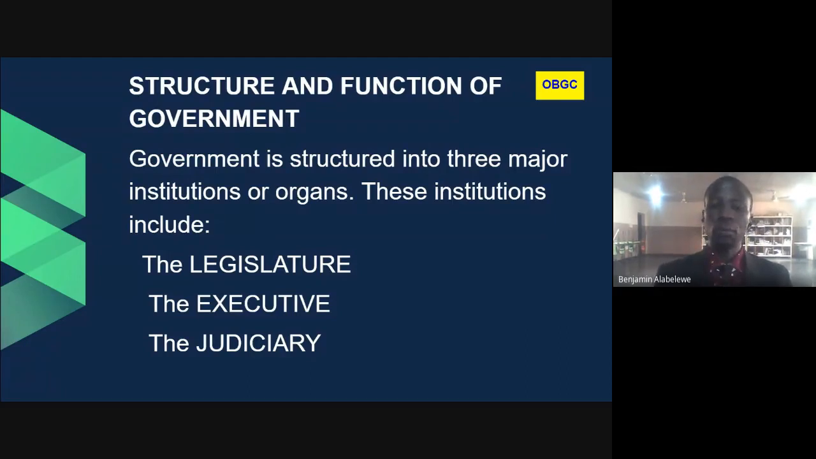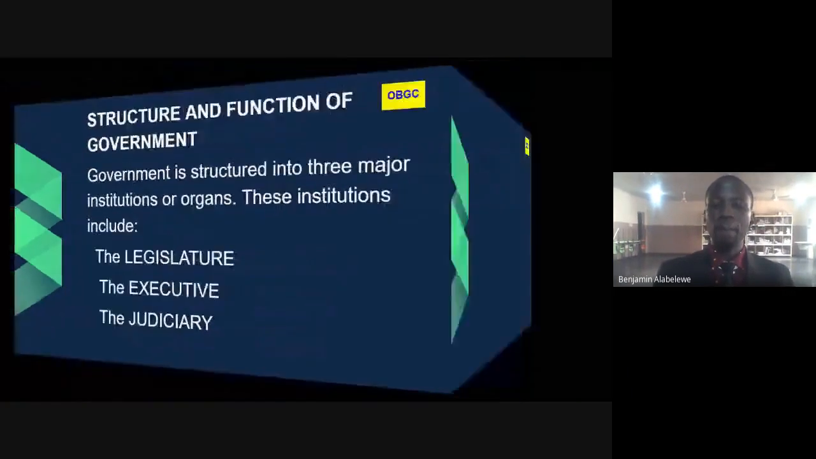The structure of governance in Nigeria can be broken down into three major institutions or organs, and these are the legislature, the executive, and the judiciary. The three of them are called the institutions of government. They could also be called the organs of government, or you call them the branches of government. So let's start.